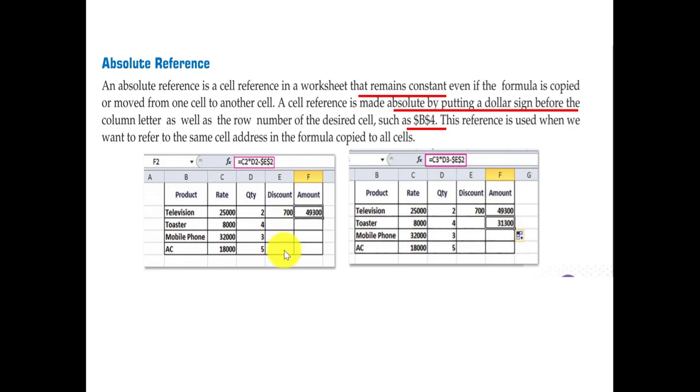But we have not written 700, 700, 700 in each cell. How will we deduct this? See here, in the toaster it is written C3 into D3, 8,000 into 4 minus 700. 700 is the value at cell address E2. How will we write it with absolute reference? C3 into D3 minus $E$2. We have fixed this amount. This is called absolute reference.